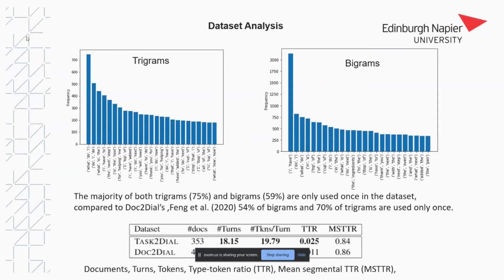We have a high number of turns and tokens per turn, and we are more lexically rich. The majority of both trigrams and bigrams are only used once in our dataset, which is 75% and 59%, compared to Task2Dial's, which is 54% of bigrams and 70% of trigrams that are only used once.